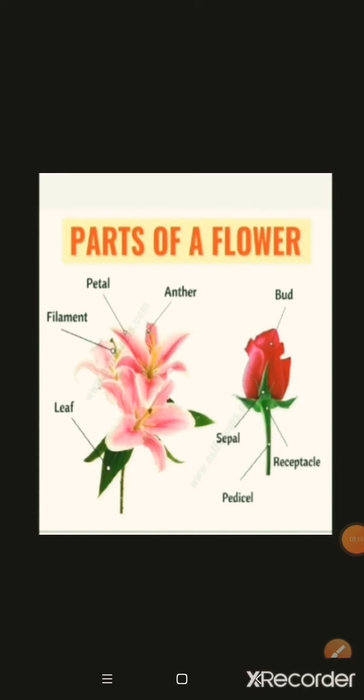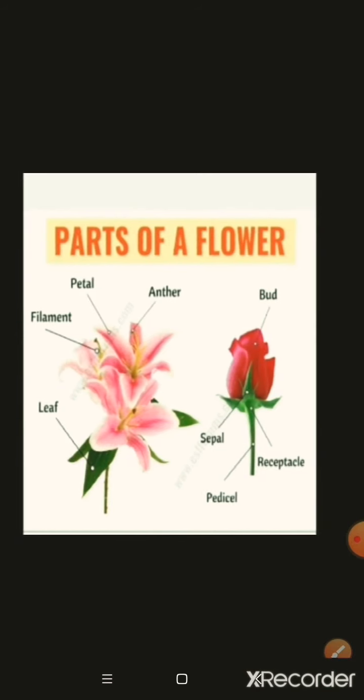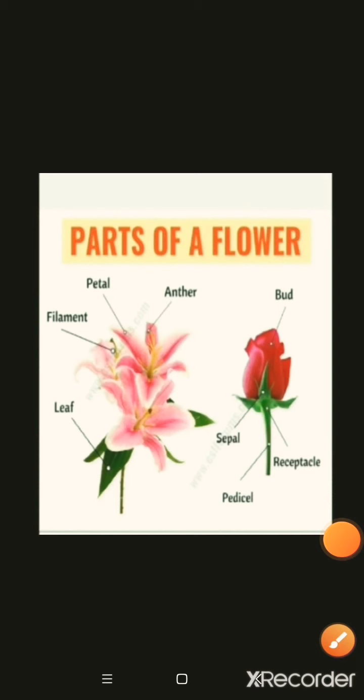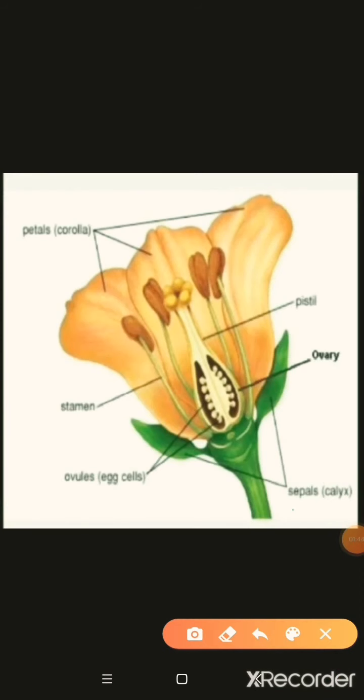In the bud condition, the petals are covered by leaf-like parts called sepals, which are green in color. They form the calyx. Here, the leaf-like green parts which cover the bud are known as the sepals, and sepals together form the calyx. Here you can see two sepals form the calyx.